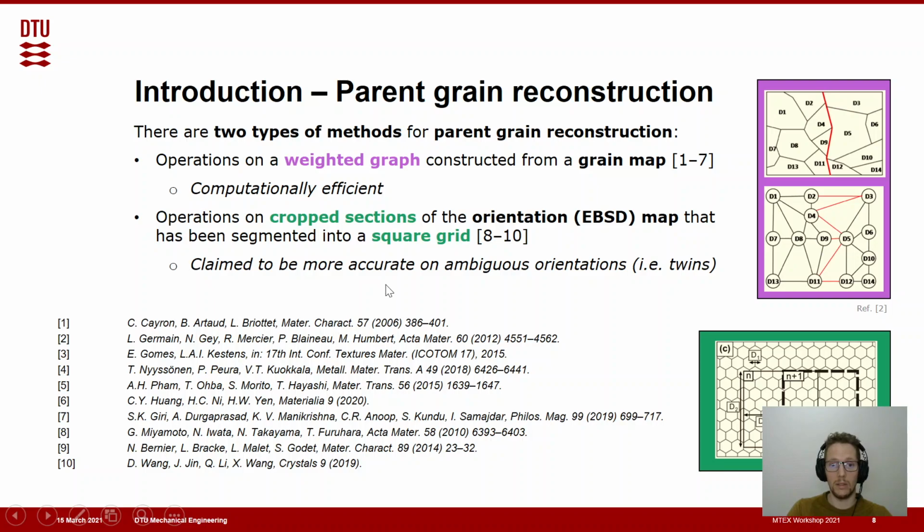And then there's a second method, which is operations on crop sections of the orientation EBSD map that has been segmented into a square grid, so that we can see down here. The dots are actually individual measurement points in our EBSD data set, and then we take a crop region, and for this crop region, we do a reconstruction of that region based on the EBSD points we have in here. This is a lot more computationally inefficient because we need to go through the entire data set instead of just taking the graphs, but it's claimed to be more accurate on ambiguous orientations such as twins. I have no personal experience with the second method, but it's something I might look into at some point.